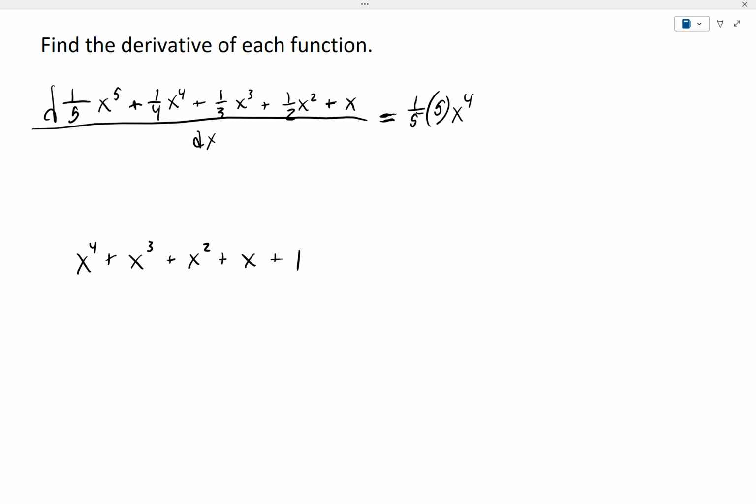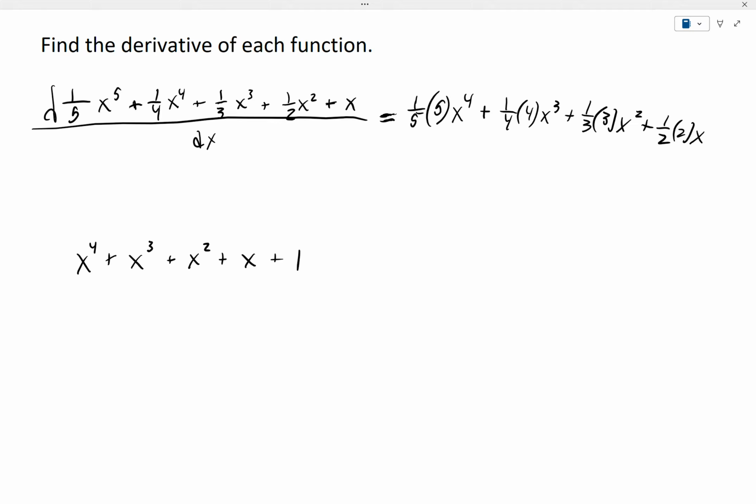And this pattern is going to continue for the other terms. We use the constant multiple rule, pull the power out front, make the power 1 smaller. So if you just keep going for all the other terms, this is going to simplify really nicely.